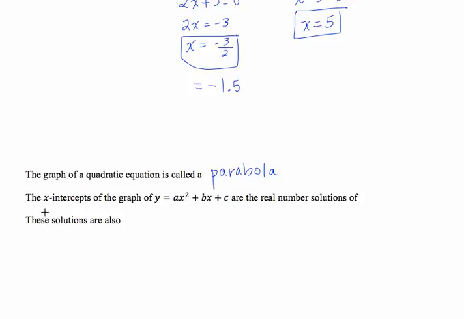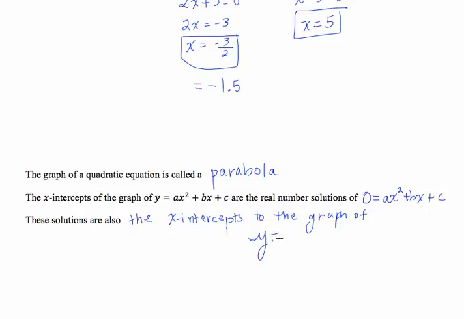So the x-intercepts of the graph of ax squared plus bx plus c equals y are the real number solutions of the equation where y is equal to 0. So where 0 equals ax squared plus bx plus c. And these solutions are also the x-intercepts to the graph of that function. So they're also the x-intercepts to the graph of y equals ax squared plus bx plus c.